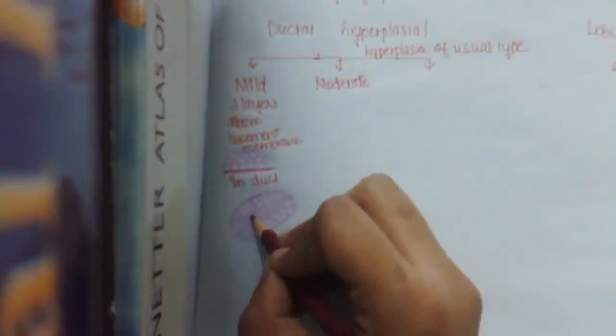Here, the cells fill up the total lumen. See here, you can see the lumen. Here, though it appears to be filling up the total, in reality it doesn't, because there are just three layers. This is the lumen here. But in moderate hyperplasia, it completely fills up the lumen.